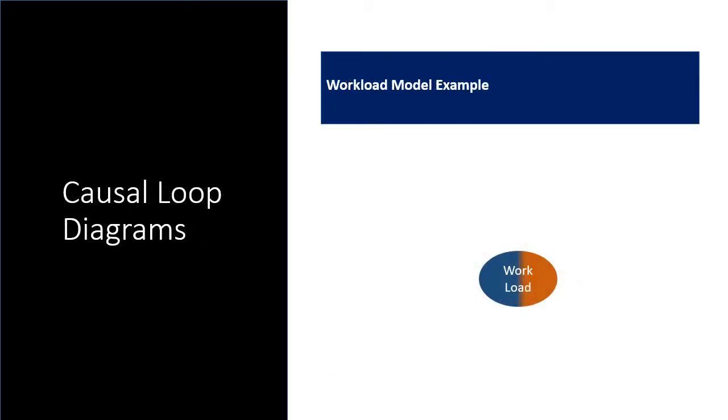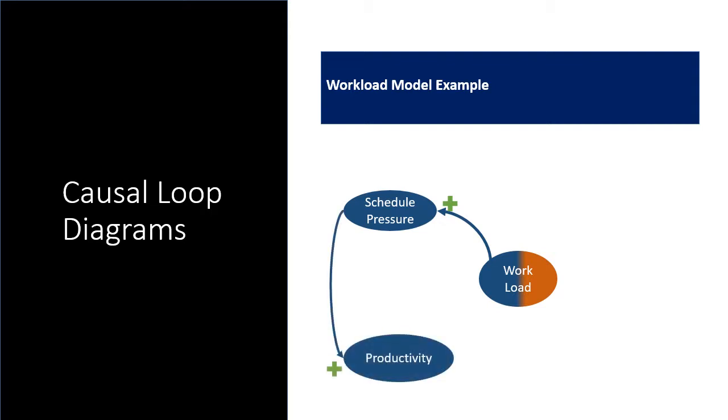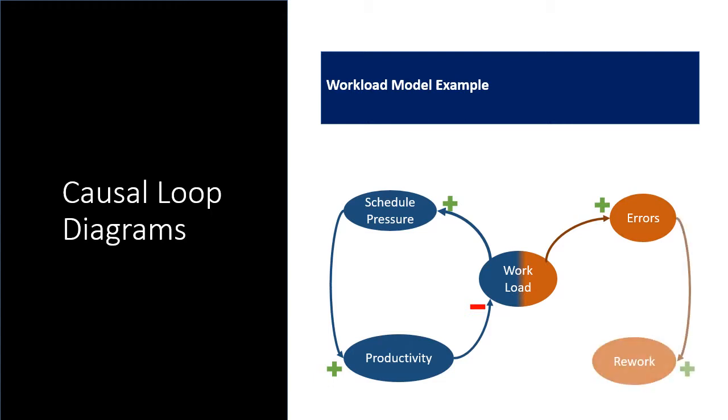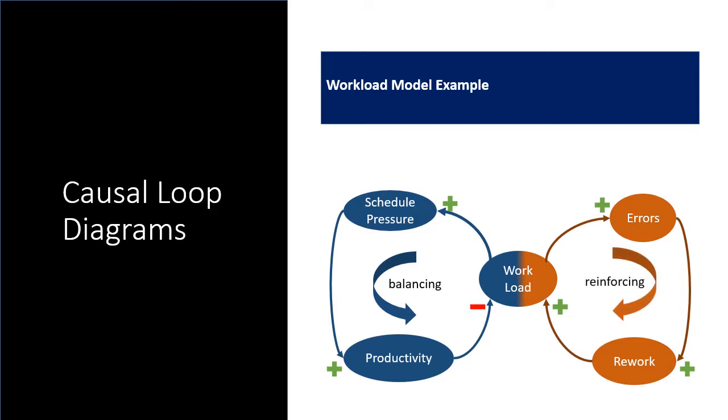Causal loop diagrams are a simple but effective tool for modeling. Here we see a workload model. As workload increases, so does the pressure to complete the schedule. As scheduling pressure goes up, so does productivity. Increases in productivity reduce the workload. As workload increases, however, so do errors. Errors lead to more rework, which leads to a greater workload. On the left-hand side are those items that tend to keep workload down, known as balancing. On the right-hand side are the activities that tend to increase the workload, known as reinforcing.